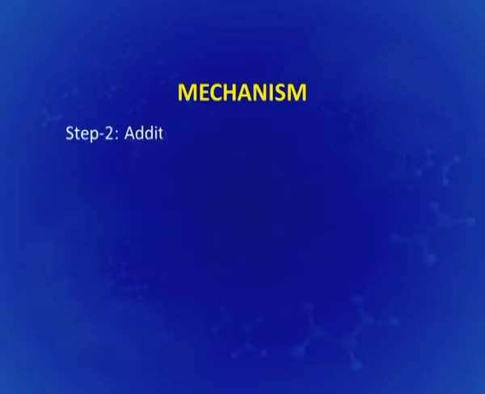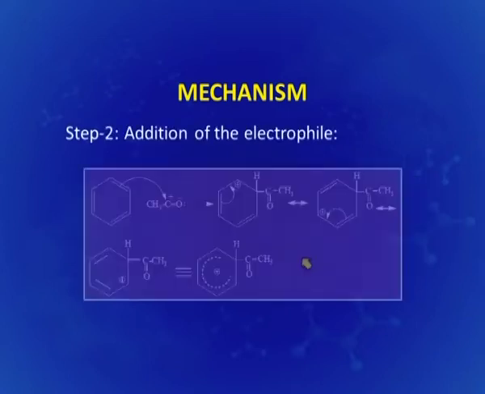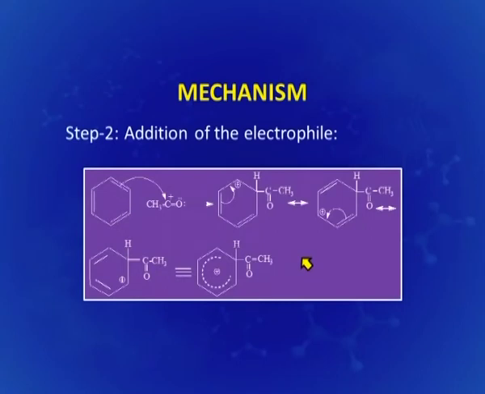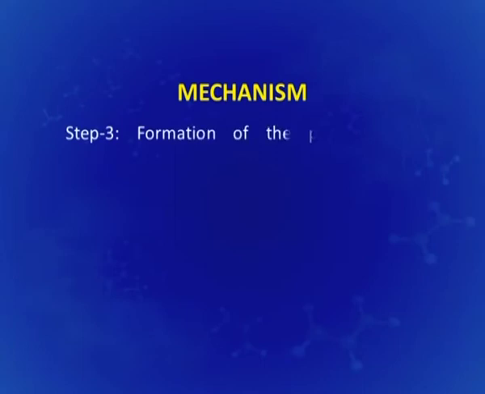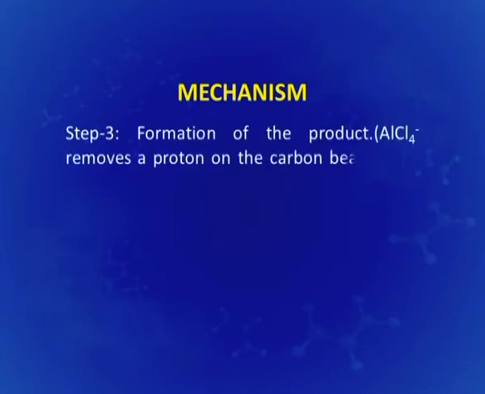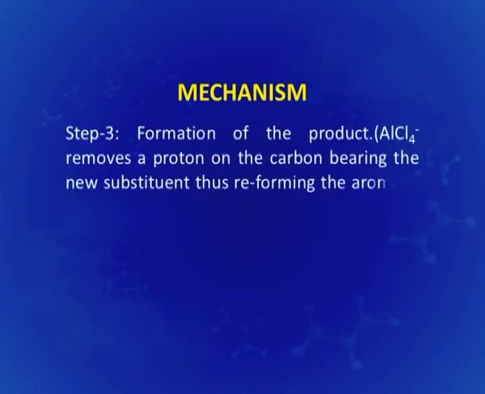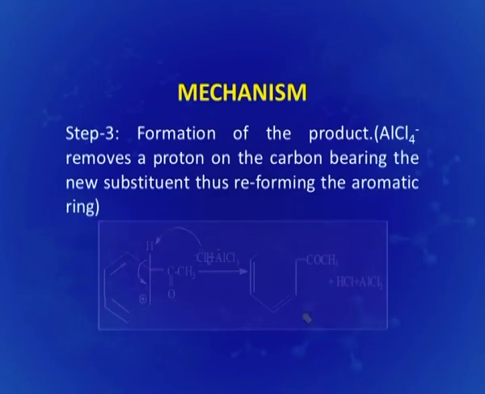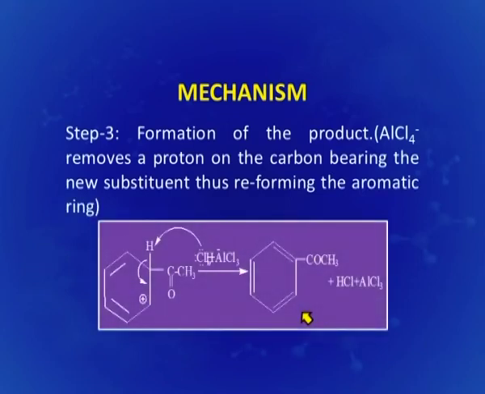And in the second step, addition of the electrophile to the benzene ring, this acylium cation interacts with the benzene ring, which is a nucleophile, and gives rise to a resonance stabilized sigma complex. And in the third step, formation of the product, aluminum chloride removes a proton on the carbon bearing the new substituent, thus reforming the aromatic ring.